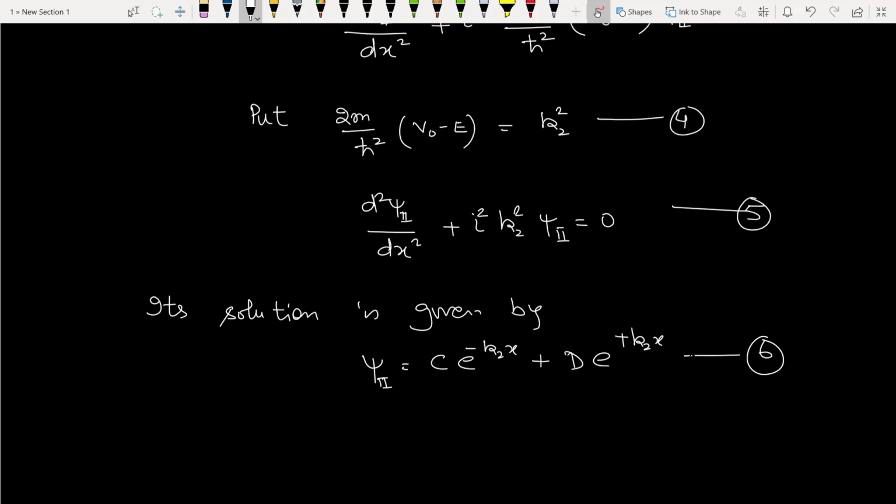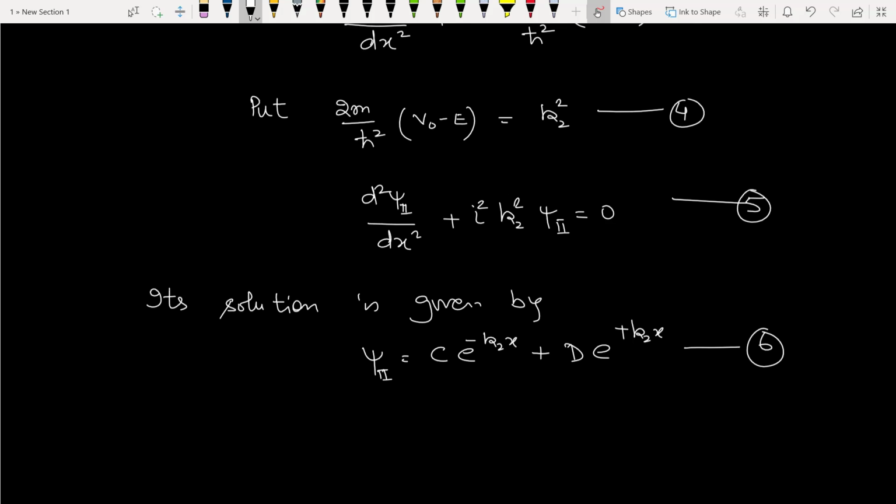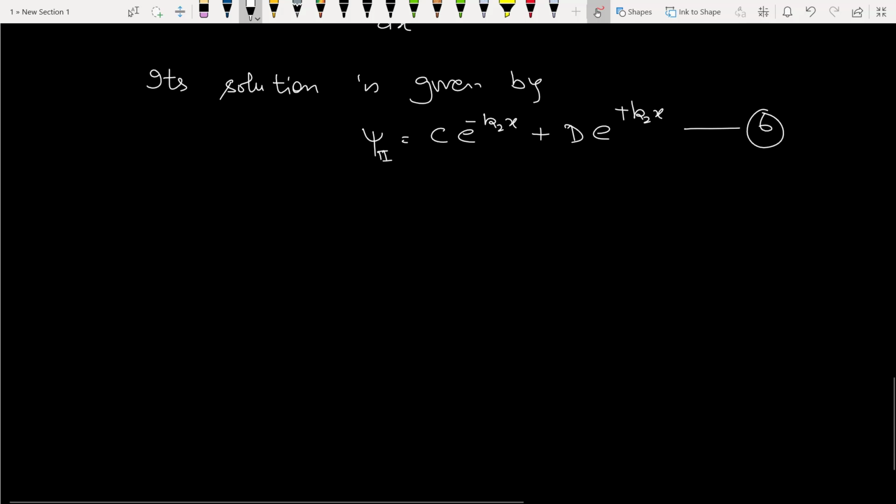As the solution exists for the wave function in region number 2, the particle can penetrate the potential barrier. Classically it was not allowed, but according to the quantum concept it is allowed.